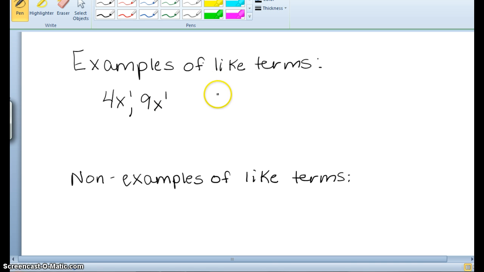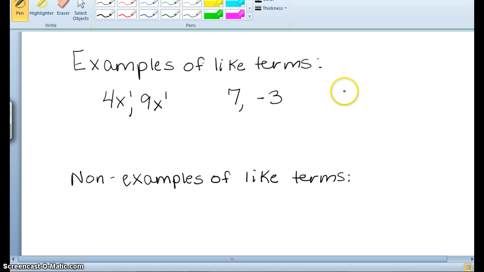Another example of like terms would be 7 and -3. Neither 7 nor -3 have a variable or letter. Therefore, they're called constants, and they are also like terms. Note the 7 is positive and the 3 is negative. That's no problem. All you do is combine them when the time comes to combine them. The signs don't matter when it comes to recognizing like terms.